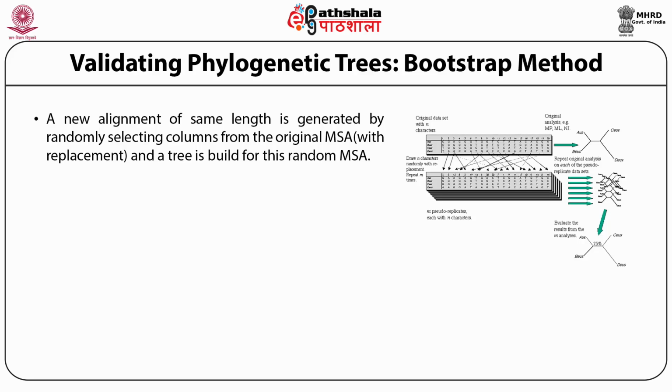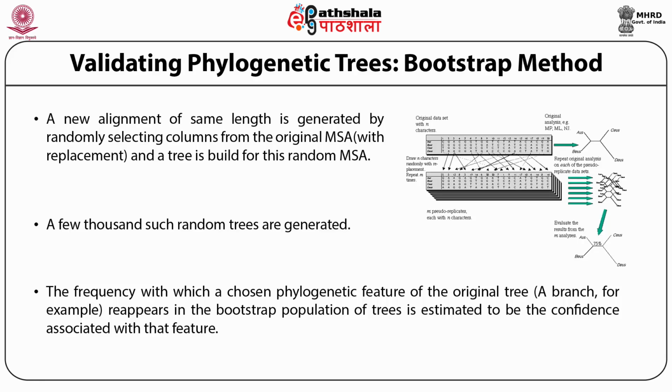So what we have to do is, we had the original multiple sequence alignment based on which we created the tree. Now we have to randomly resample with replacement and produce several sets of multiple sequence alignments, and we also have to produce corresponding trees from the random alignments that we have generated. So we have a few thousand random trees, and we also have our original tree from the original multiple sequence alignment. Now, for a chosen phylogenetic feature of the original tree, a branch for example, we check how many times it reappears in the bootstrap population of trees, and that frequency is the confidence associated with that feature. So by means of this bootstrapping, we are able to associate a confidence measure with that particular phylogenetic feature.